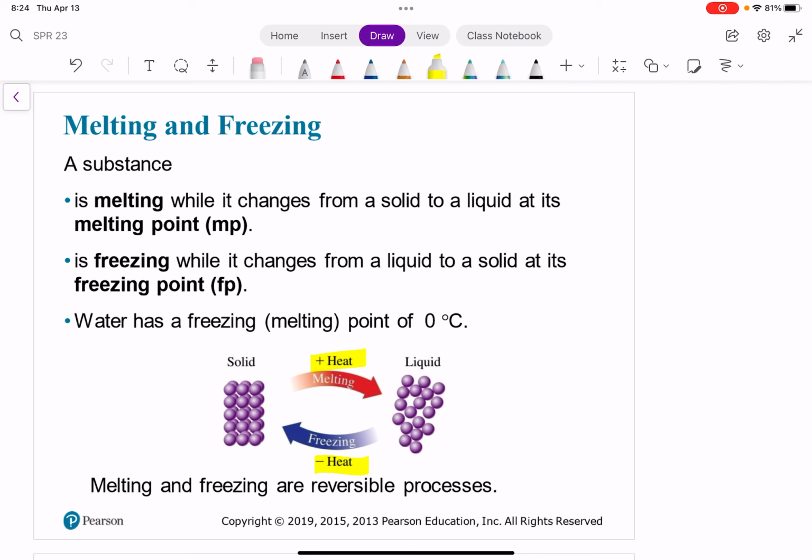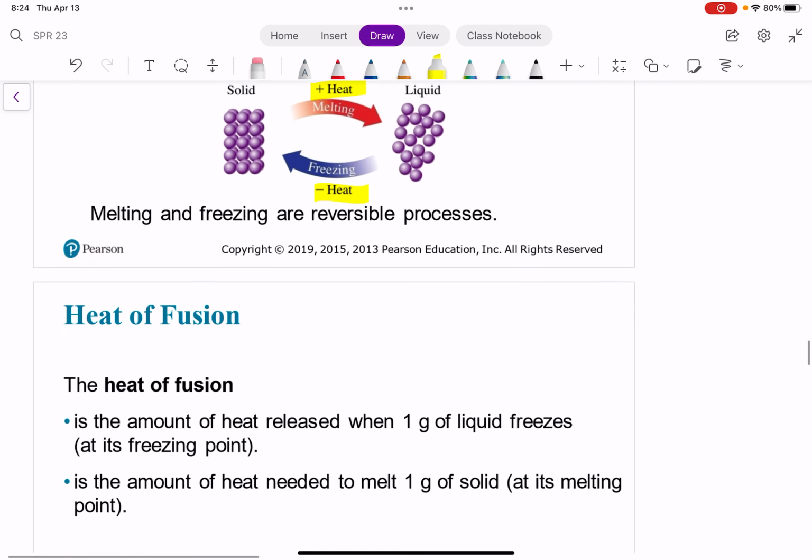Okay, so melting and freezing are reversible processes. You can add heat and go from solid to liquid, and then you can go back again. We're familiar with that, right? You can melt an ice cube and then go back to solid again, freeze it again.